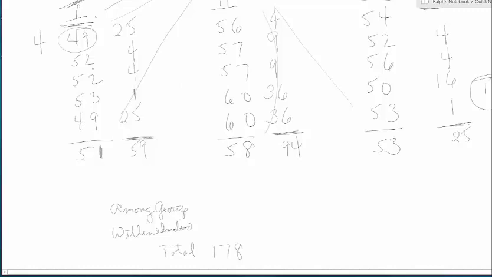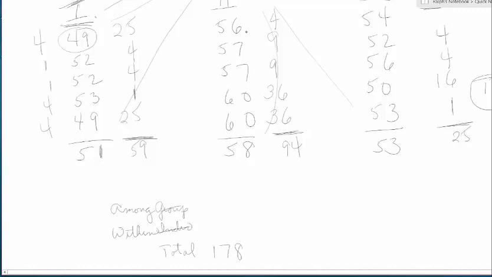The next person is 1 unit away from the group mean. Square it, you get 1. The next person's 1 unit away. Square it, you get 1. The next person's 2 units away. Square it, you get 4. The next person is 2 units away. Square it, you get 4. Okay. Let's go to group 2 now.